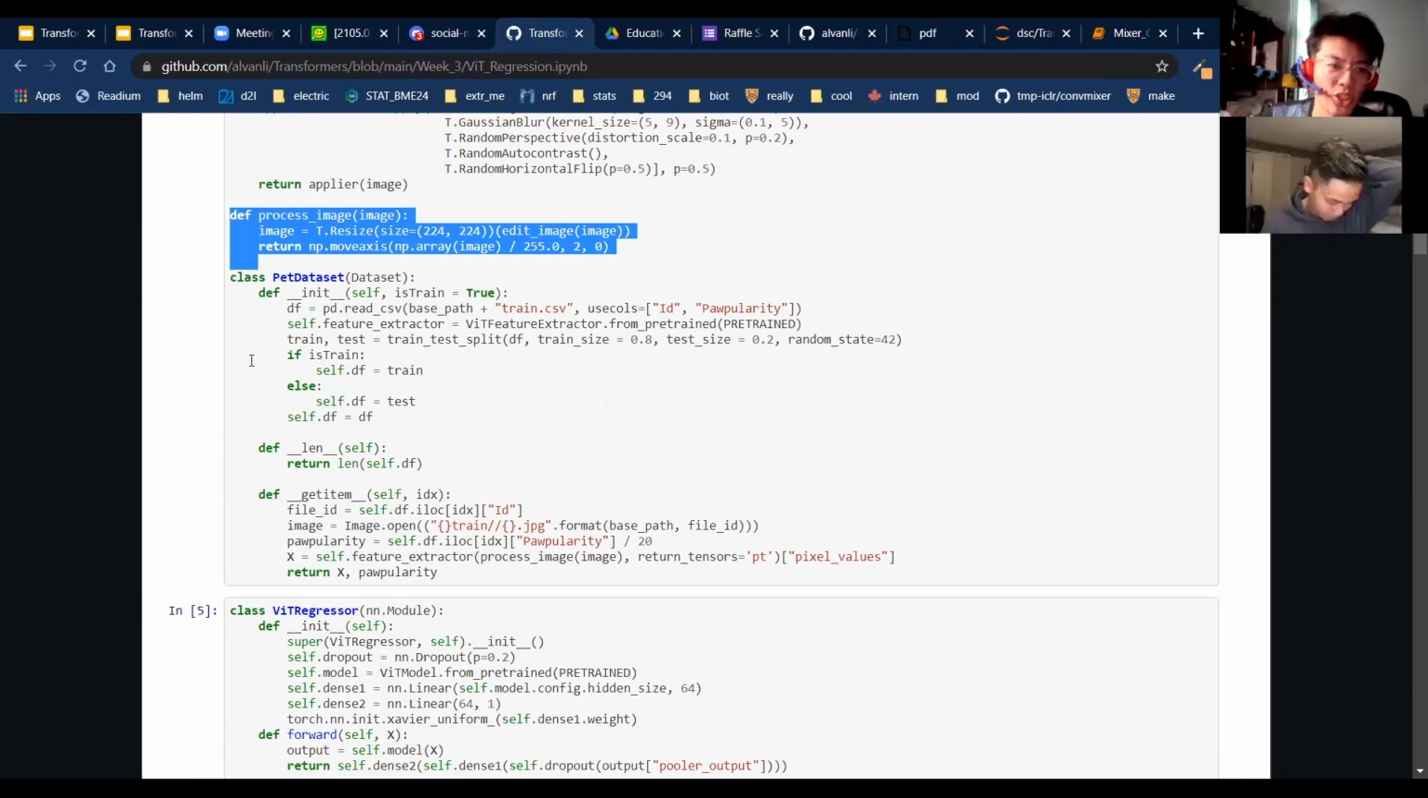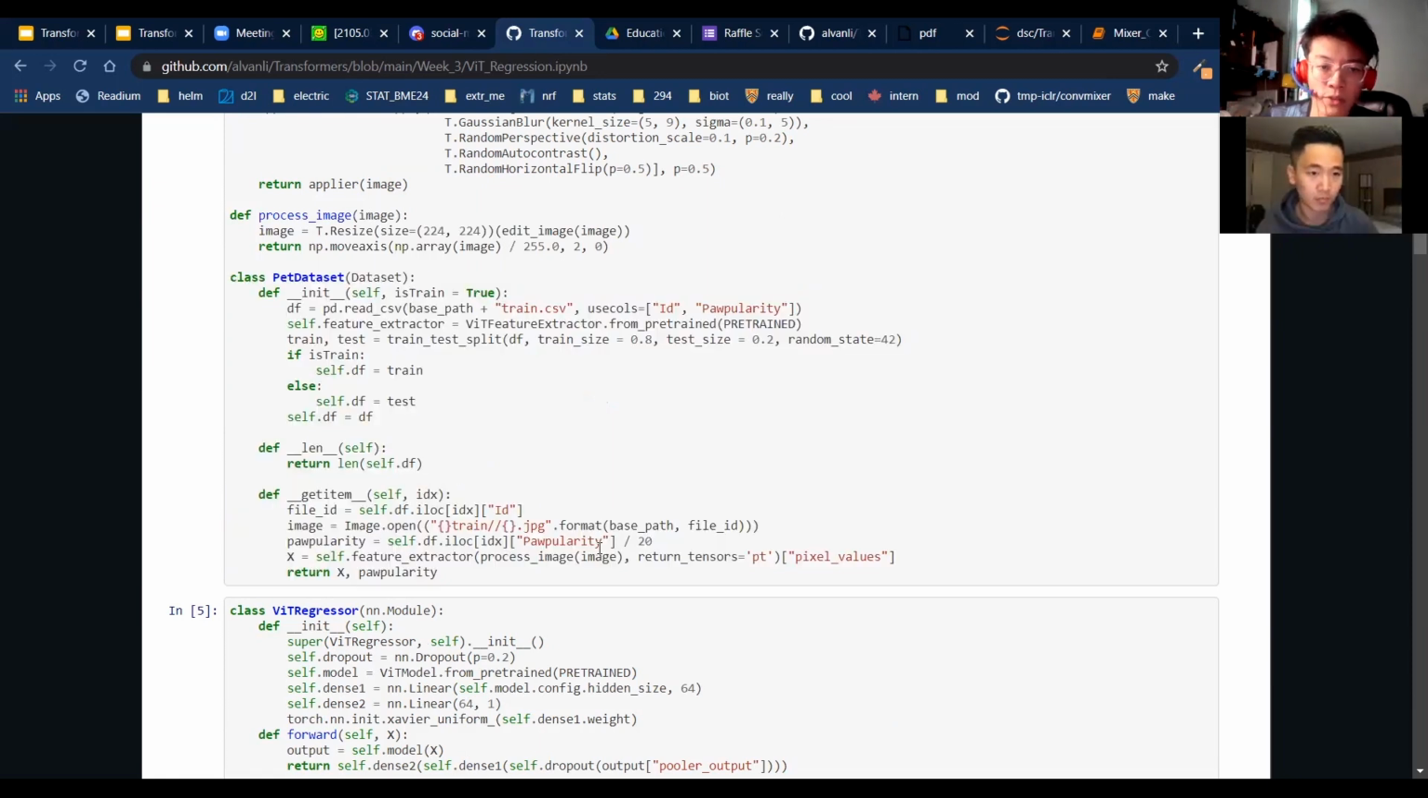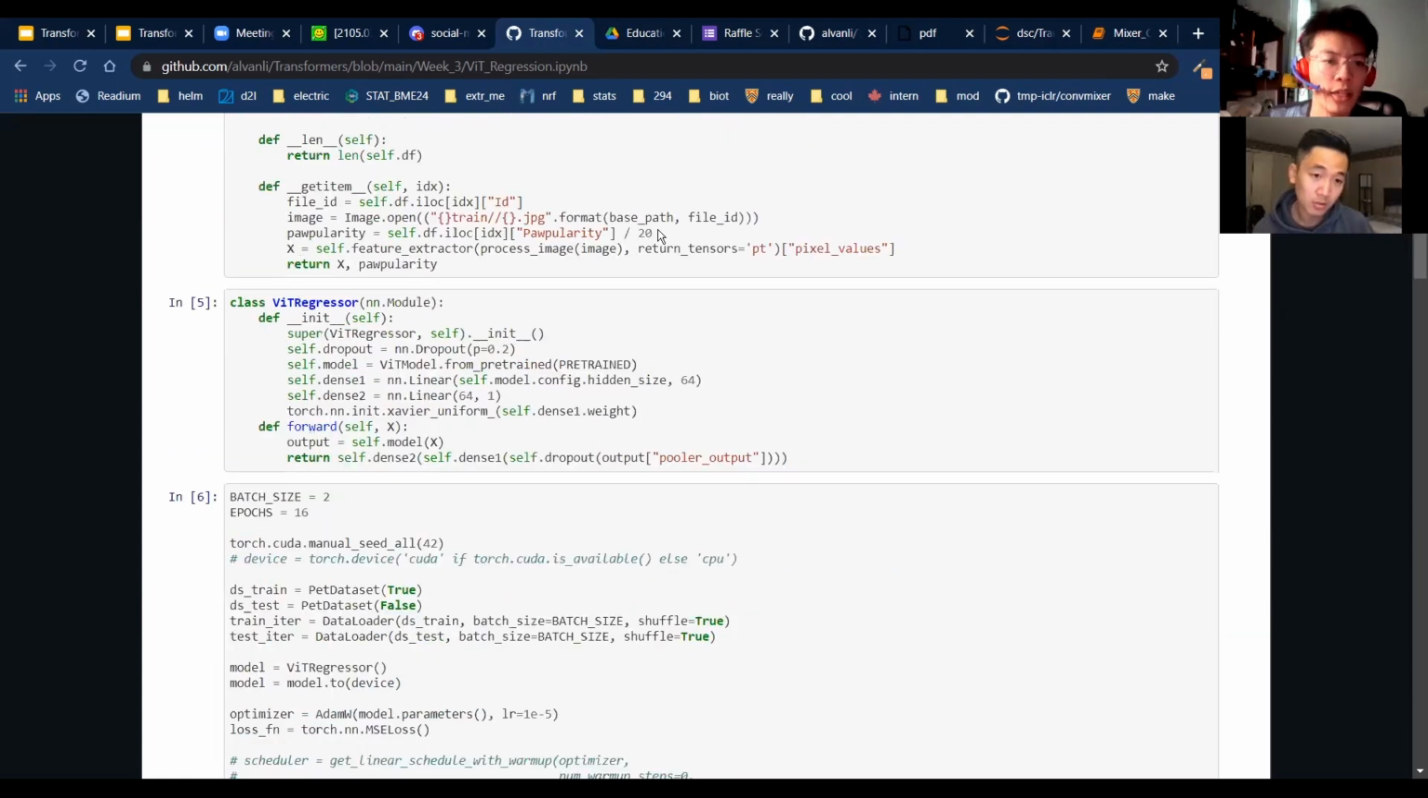Okay. This is just loading the pet data set. We have to divide the popularity score by the max. I think it's 100. I don't know why I did 20 here. It's definitely 100. 20 is wrong.